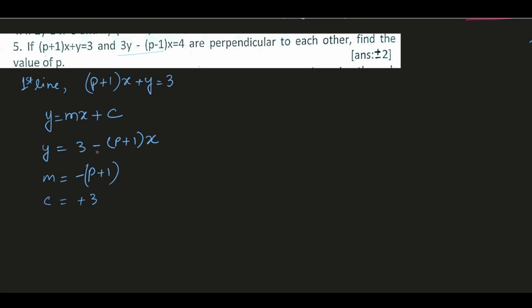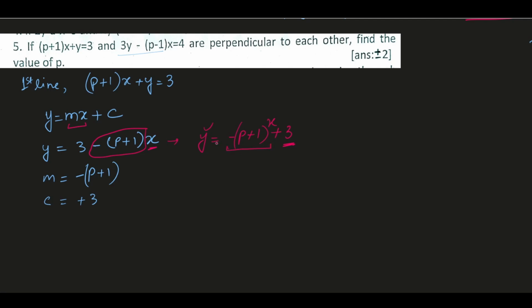If anybody is having a problem understanding how I got the value of m, we just see that m into x, so x is here, the remaining coefficient of x will be the value of m, which is slope. Why have I included minus? Because we can write this equation as y is equal to minus (p plus 1) x plus 3. I just forgot to include x here. y is equal to m into x plus c, so this is c, plus 3, and the remaining part, that is minus (p plus 1), is m.